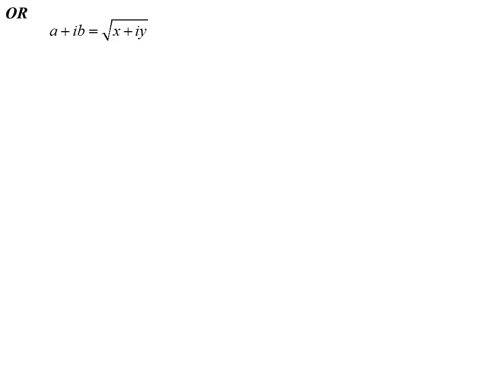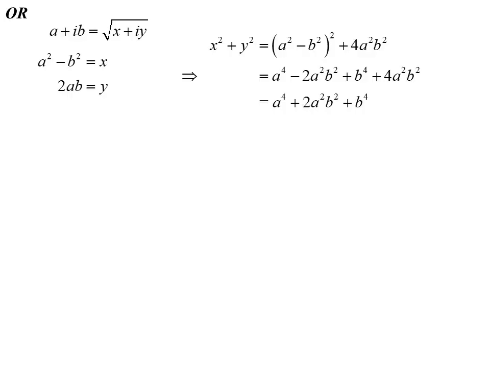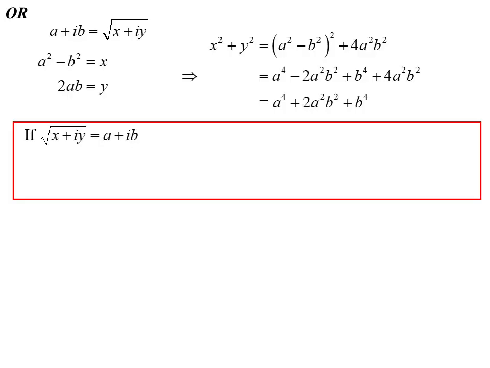Same thing. And remember, we just found out that a squared minus b squared is the real part and 2ab is the imaginary part. If I play around with that, x squared plus y squared would end up being, after a bit of algebra, this expression here: a to the power of 4 plus 2a squared b squared plus b to the power of 4. But that is a squared plus b squared, squared.